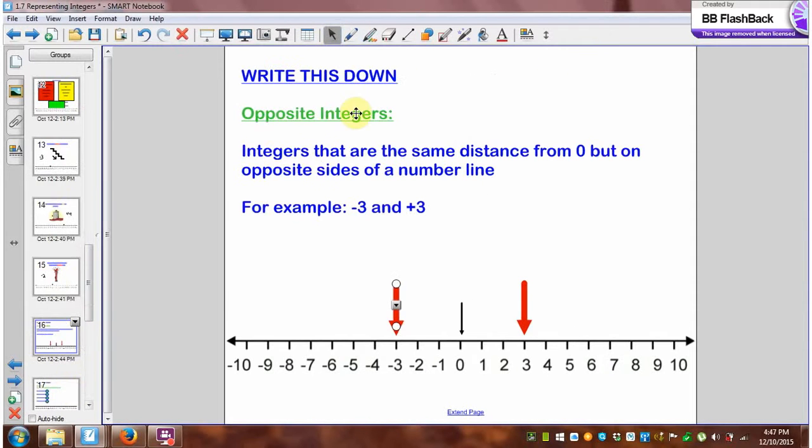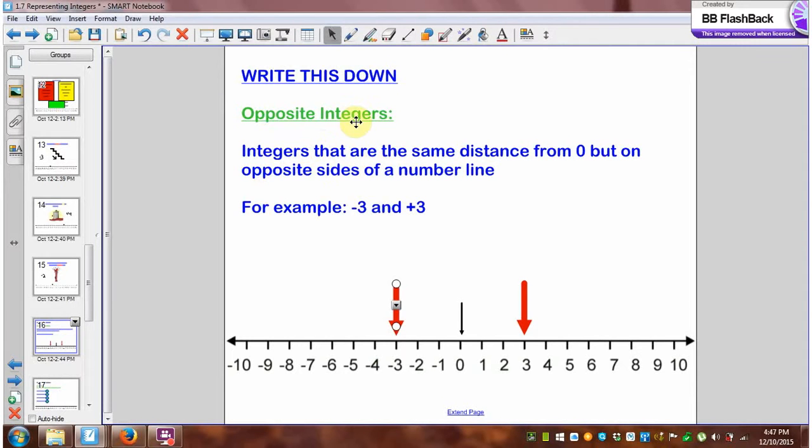Okay, here's another little note before we move into some examples. So, opposite integers. We talked about integers. Integers are 1, 2, 3, 4, all the way up. It includes 0, and it includes negative 1, negative 2, negative 3, all the way down. So it includes all those whole numbers, negative and positive.